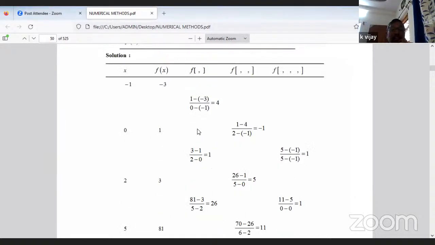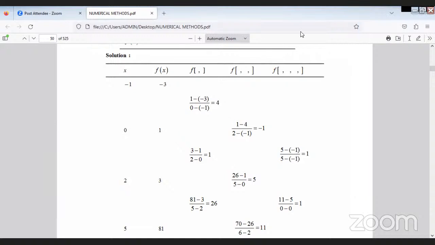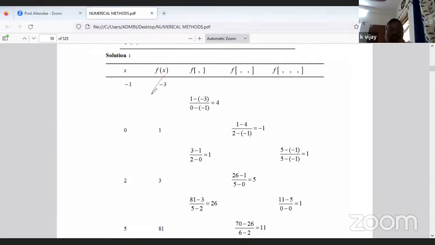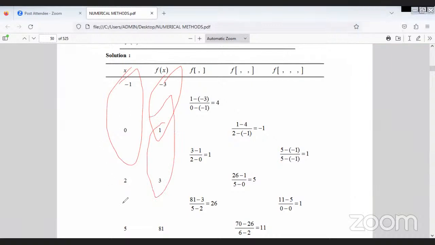Tell me what is the second one? Listen here. This is 1 minus 3, 1 plus 3. This is 0 minus 1. First I'm taking that. Then again I'm taking here 3 minus 1, 2 minus 0. Am I correct? Yes, sir.